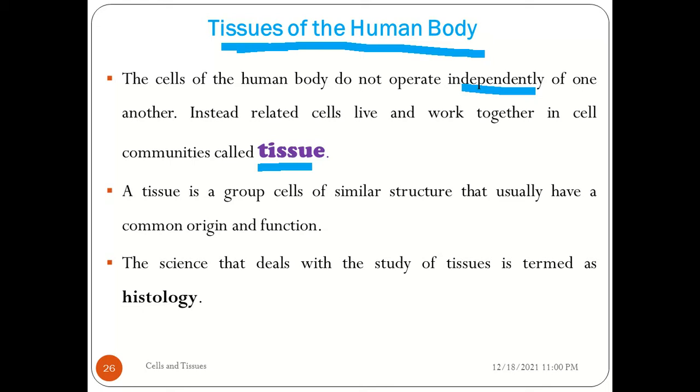Tissue is a group of cells of similar structure that usually have a common origin or common function. The science that deals with the study of tissues is termed histology. The science which deals with the study of cells is known as cytology. But in the case of tissue, we say histology.